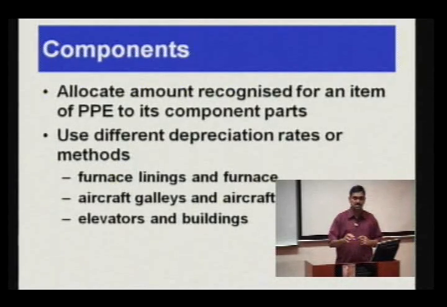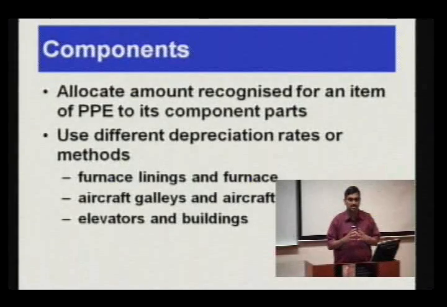One of the important changes or suggestions of IAS 16 is that wherever possible, the asset should be depreciated and shown on the basis of the components. That means allocate the amount recognized for an item of PPE to its component parts. For example, furnace and furnace linings can be two different PPEs. Aircraft galleys and aircraft are two different components. The elevators and buildings are two different components.